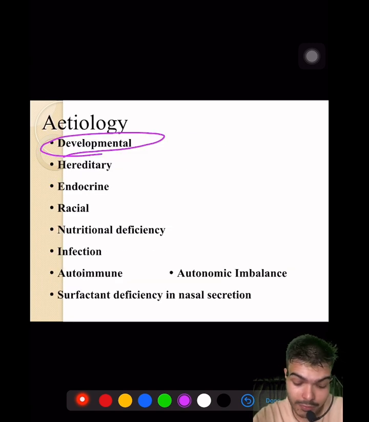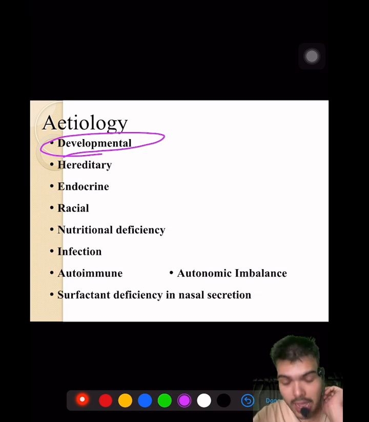Hereditary, endocrinal factors, racial. Endocrinal: it is high during the menses period, associated with a high amount of estrogen. Now, nutritional deficiency, as I have already told you, infection by Klebsiella ozaenae. Autoimmune conditions: different autoimmune conditions can lead to atrophic rhinitis.